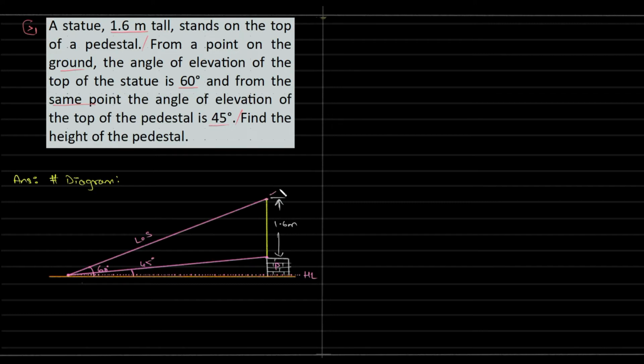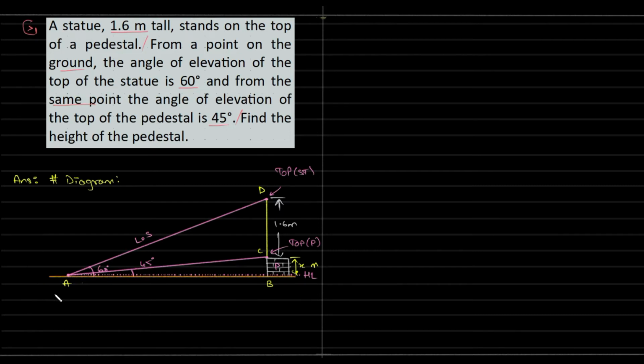So this is your top of the statue, and that's your top of the pedestal. So I think we are done with the diagram. Nothing else to mark, right? So we'll mark this as ABC or ABCD. So a lot of unknowns. We have to mark this as something. We'll mark it as X meters.